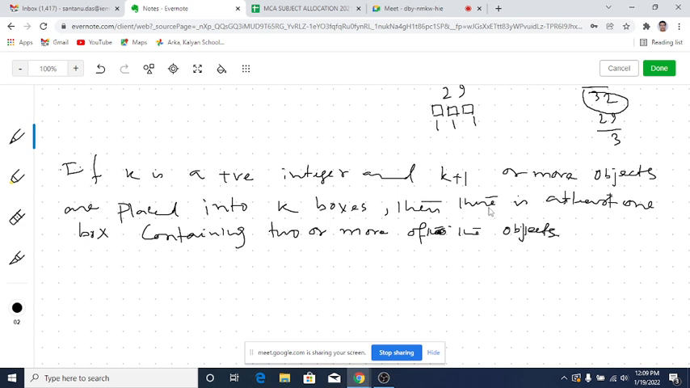If there are k plus 1, then only one box will have more than one object. But if there are more than k plus 1 objects, then multiple boxes will be filled up by two objects. Then if all the boxes are filled up with two objects, again we will start from the very first box. Okay.